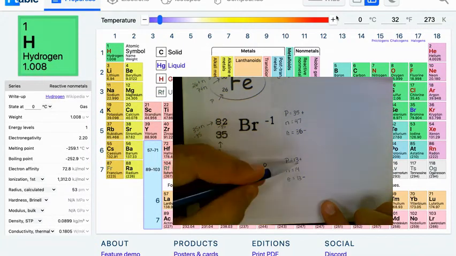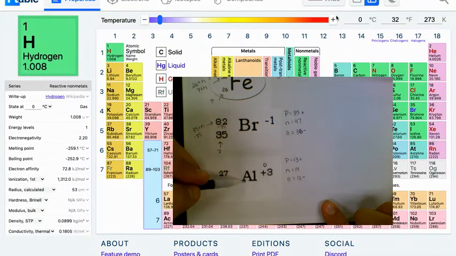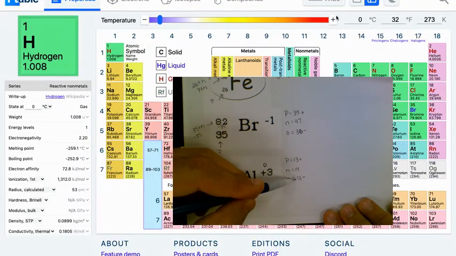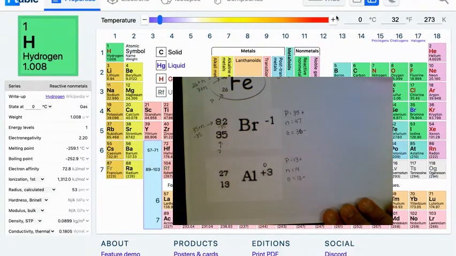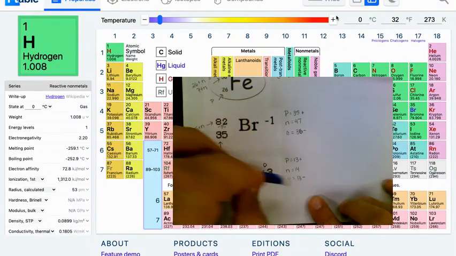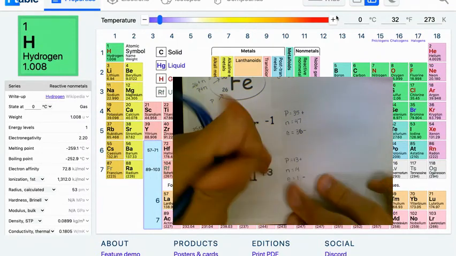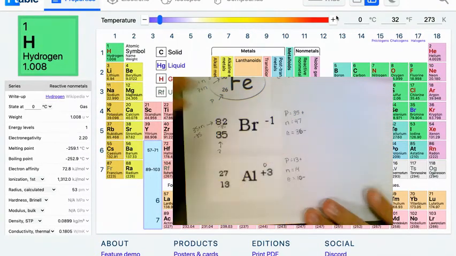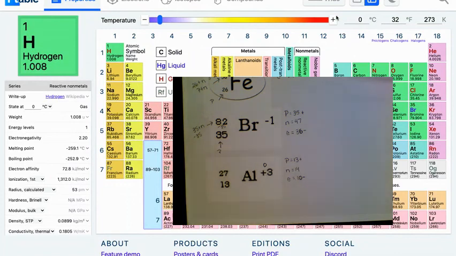So I cannot change my protons because if I do, I change the element itself. So I either have to add or take away to get a +3. Well, I should have more protons, so I have to take electrons away. So I'm going to go ahead and say I have 10 electrons. Okay.